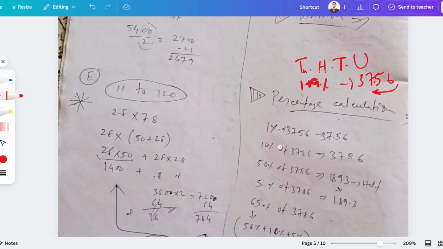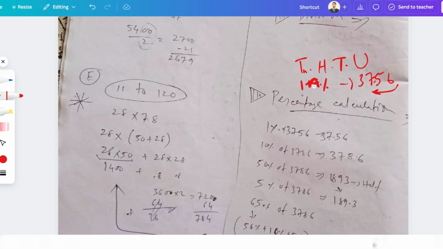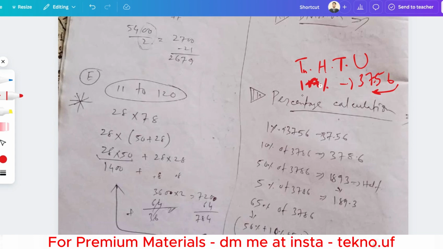Then if this is 10%, then 10 is removed from here. 100% of 3756 is 3756, but if this is 10%, that means 10 is removed. So that's why one place will be shifted, so the dot will be here, from here to here. I hope you understood.